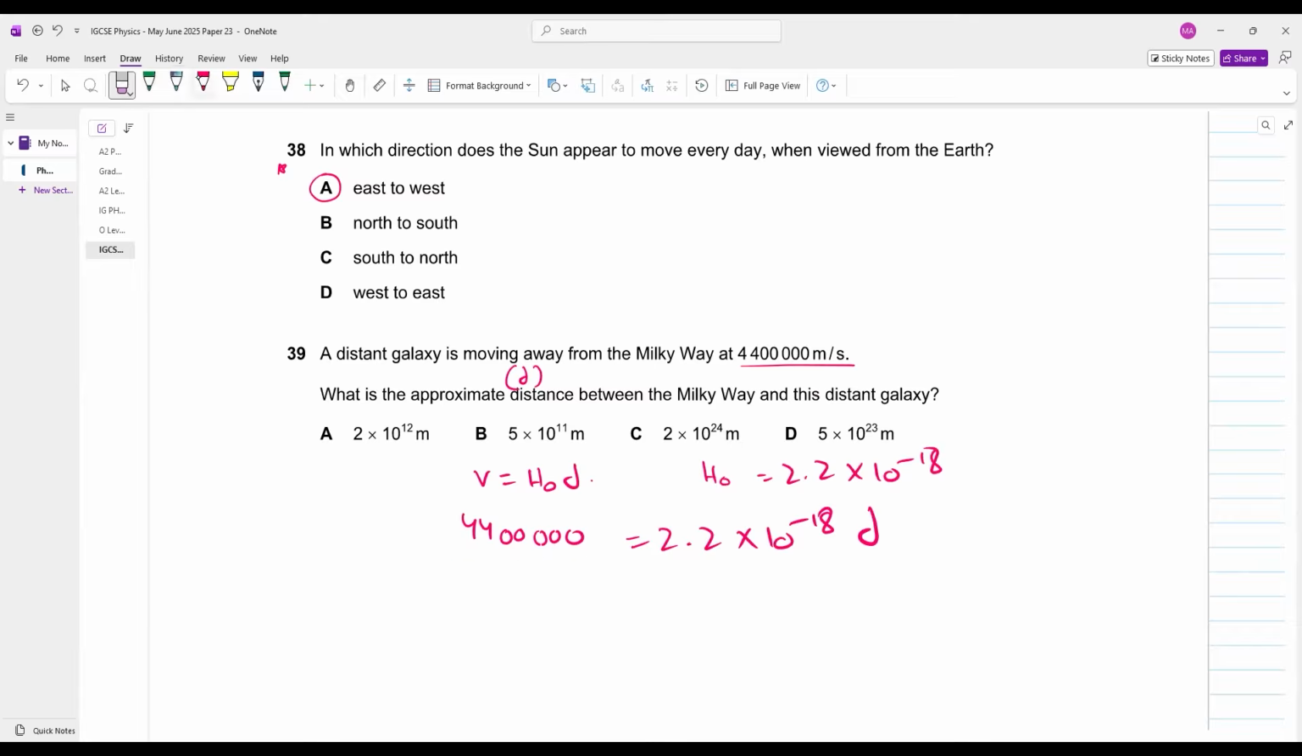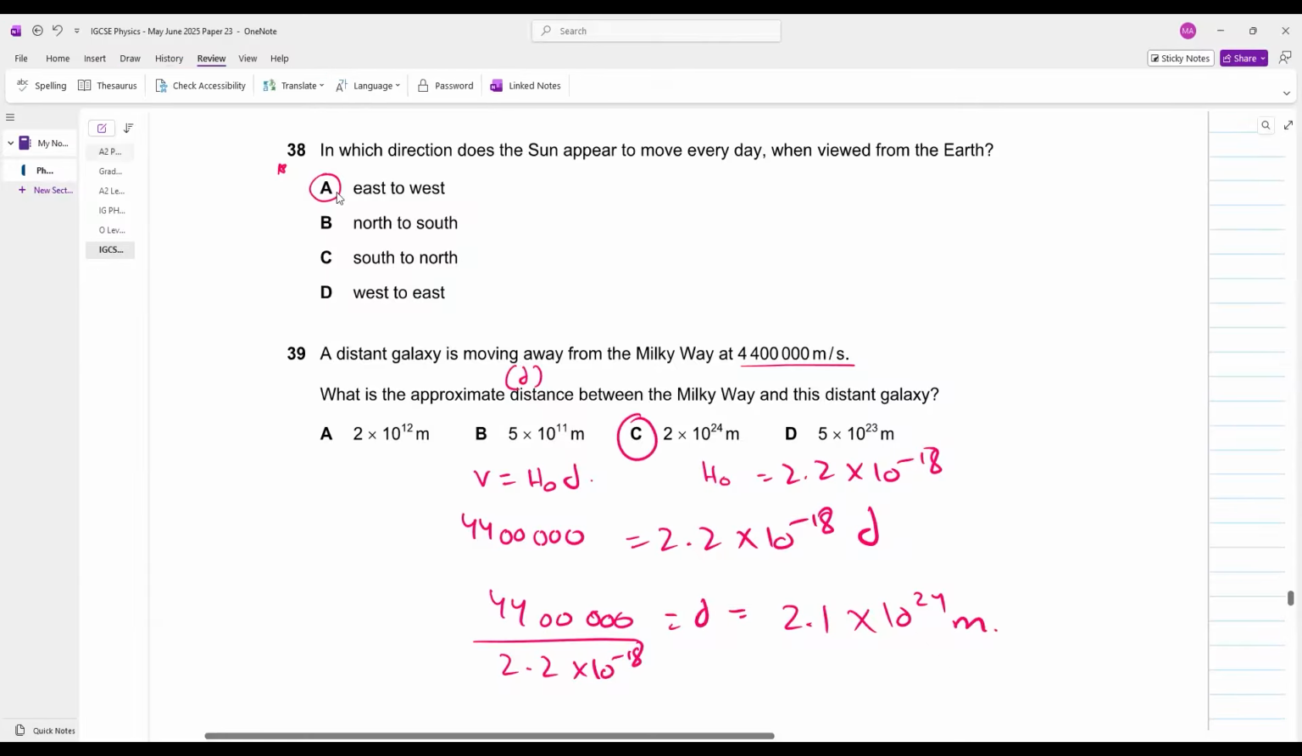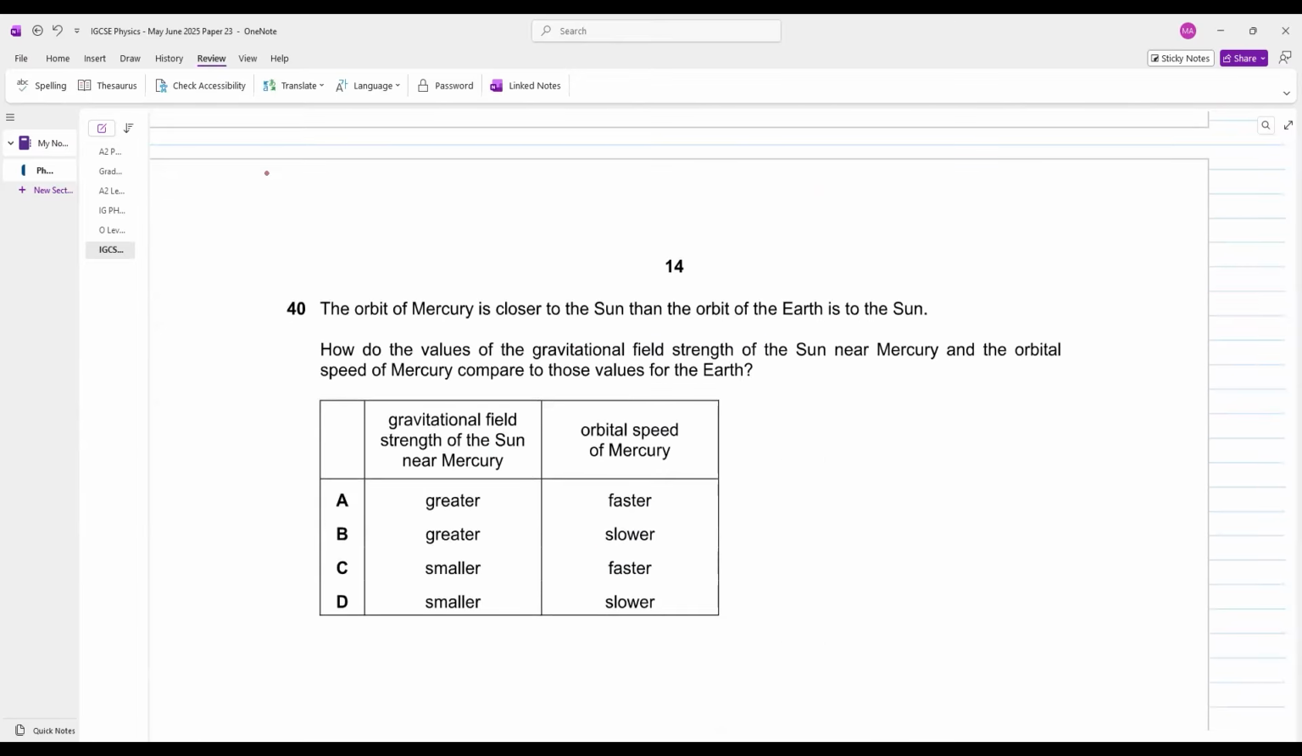बेटा डी की वैल्यू निकाल सकते हो जी, बिल्कुल। 440000 divided by 2.2 into 10 raised to the power of minus 18। बताओ भाई डी की वैल्यू क्या आती है? 2.1 into 10 raised to the power of 24 meters। C is your answer.